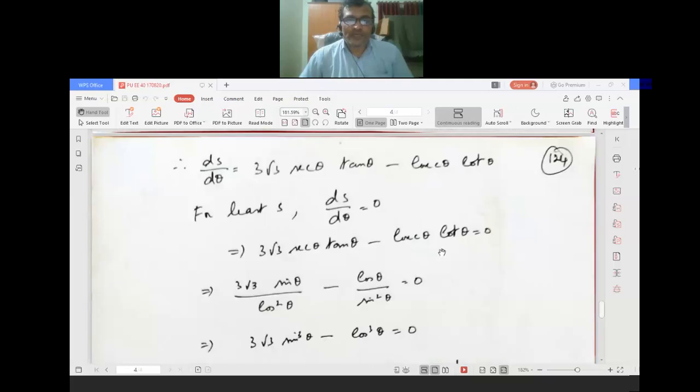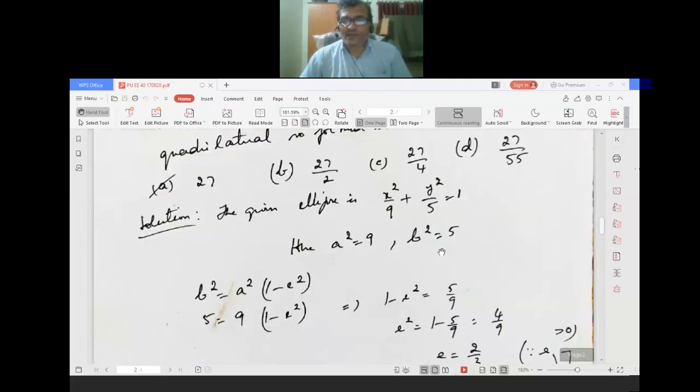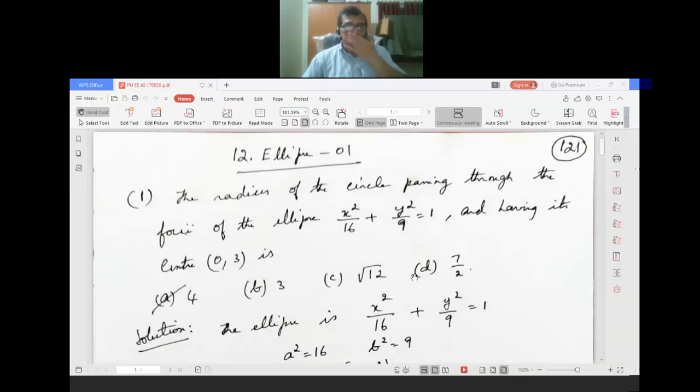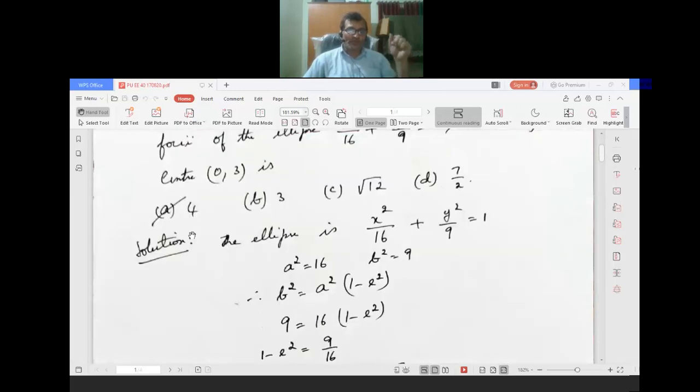So I hope it is clear. Once again I will revise the first problem, because I did it a bit faster. The radius of the circle passing through the foci of the ellipse x squared by 16 plus y squared by 9 equals 1, and having its center at (0, 3), is: first option 4, second option 3, third option 12, fourth option 7 by 2.